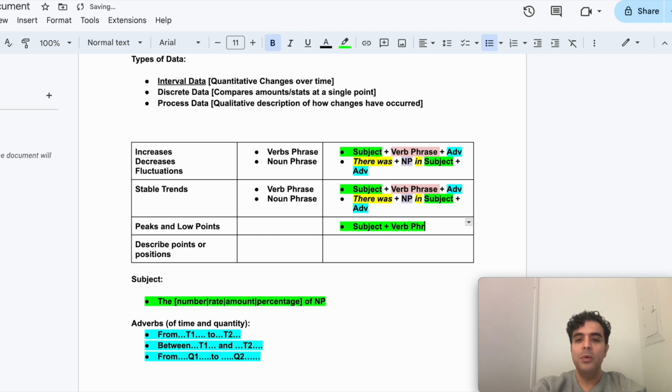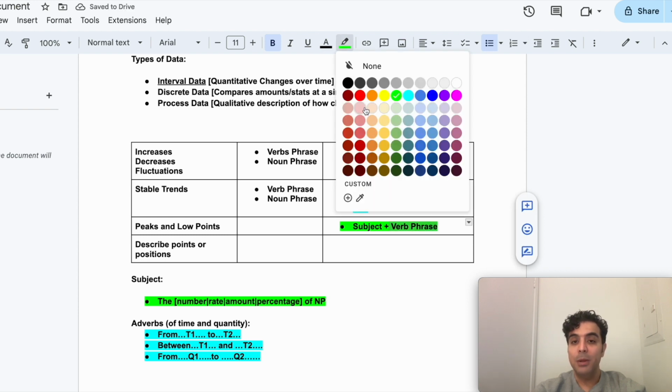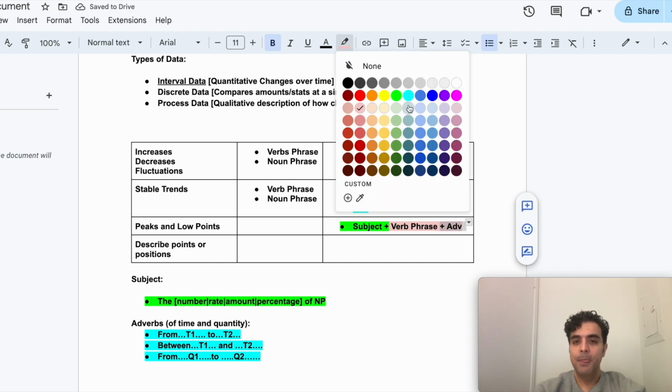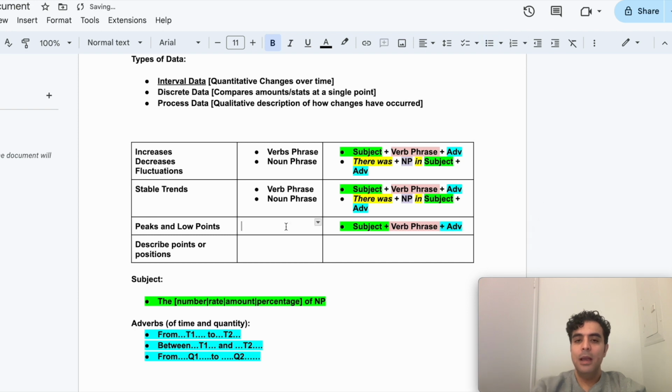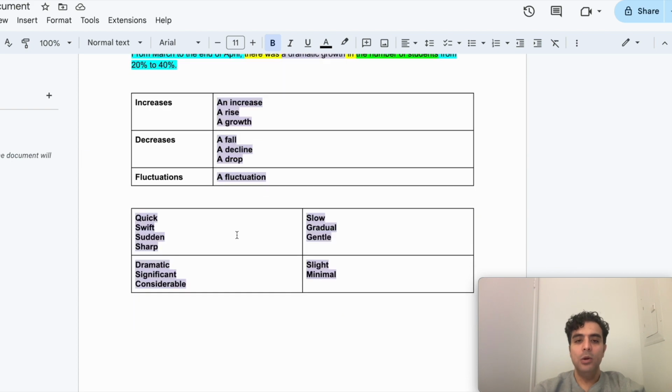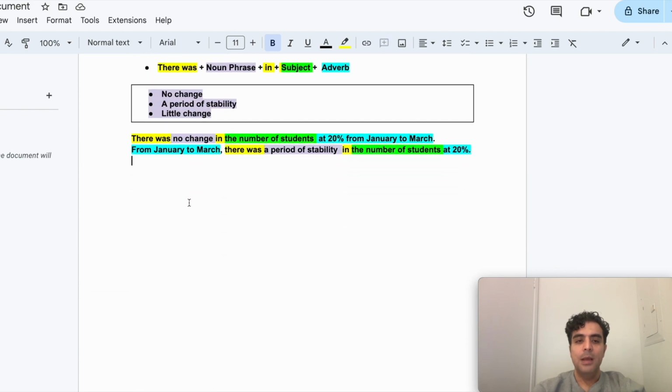And then you're going to follow it with a verb phrase. So you could say that this structure is very similar to the verb phrase structure that we have seen before. And then you add your adverb to the end. So essentially, it is a verb phrase structure, but the verb phrases that we use have to describe peaks and low points. Let me show you what I mean by looking at a few examples here. So we are describing peaks and low points.